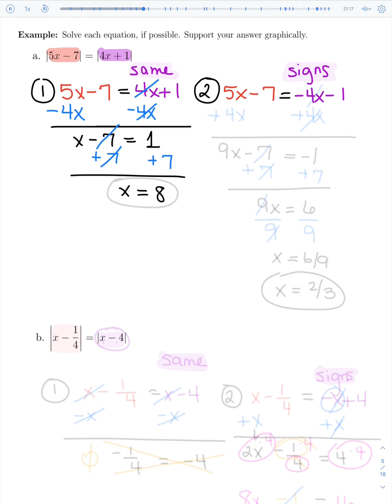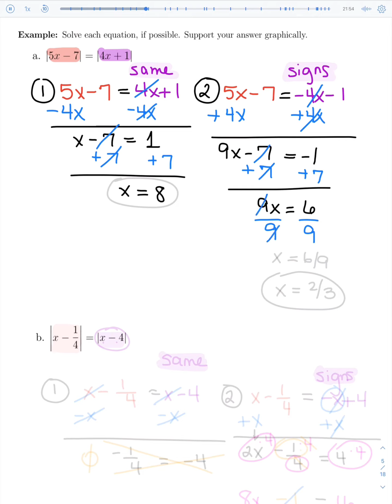Okay, let's solve the other equation. It's going to be slightly different. We're going to start by adding 4x to both sides, which will give us 9x minus 7 equals, be careful, that's a negative 1 on the other side. And then we will add our 7 to both sides of the equation to get the x term by itself. And that gets us 9x equals negative 1 plus 7, which is a 6. Now dividing both sides by 9 will get rid of my 9 and leave me with x equals 6/9.